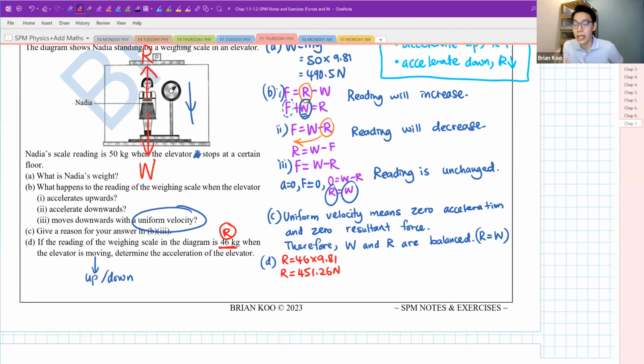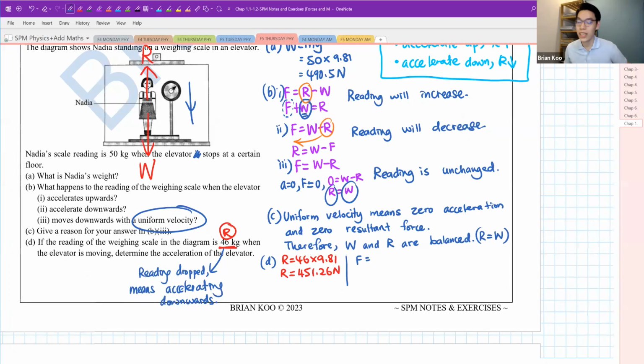They ask you to determine the acceleration. Normally for this kind of question, what do you always do? You always try to write the equation for the resultant force. So if the reading drops, it actually means it is accelerating downwards. Reading dropped means accelerating downwards.